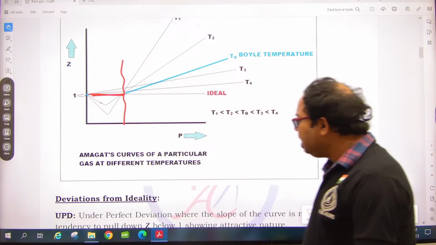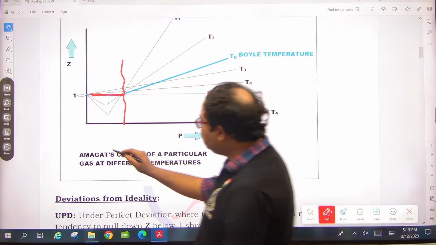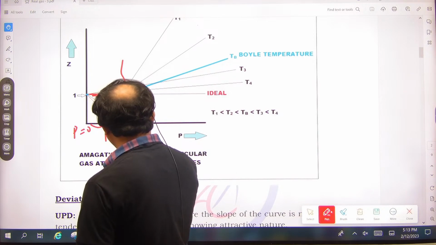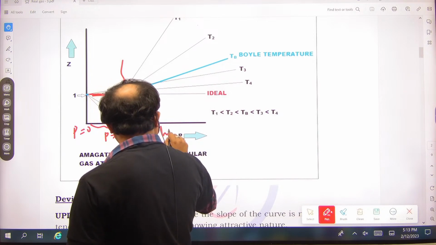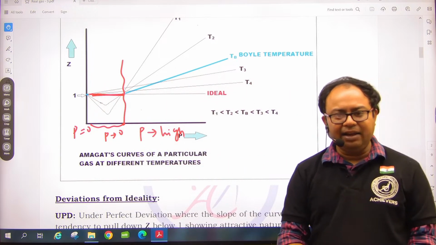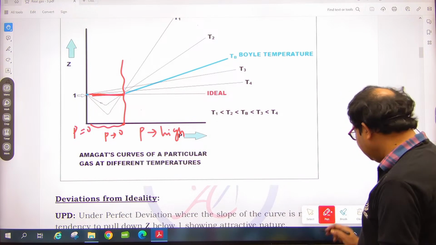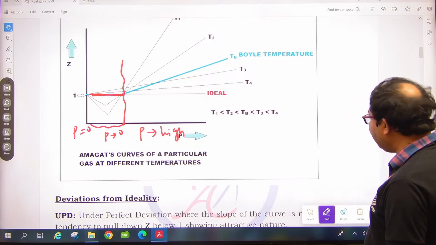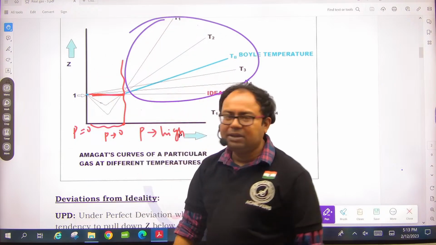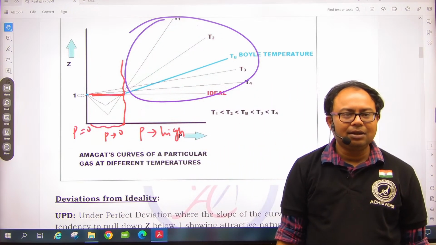Okay. So you have done P equal to 0. You have done P tending to 0. Now the last part is P high. If pressure is very high, then what will happen? If pressure is very high, then you just have OPD. You just have OPD and nothing else.